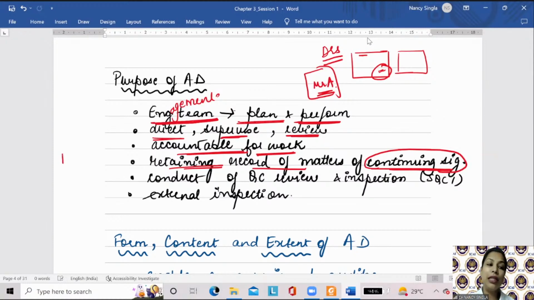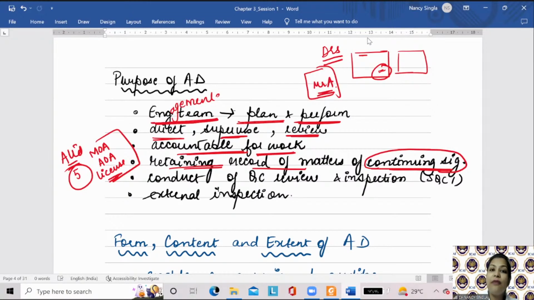Let's take an example. I'm conducting the audit of A Limited. I am the auditor of this company for 5 years. Now, students, let's say I have obtained memorandum of association, article of association, or the company is having certain license. All these copies I have obtained from the management of A Limited, and I put them in my audit documentation. Now, next year again, when I'm conducting the audit, I can refer to those memorandum of association, article of association, or the license from my audit documentation of the last year. So it helps in retaining record of matters of continuing significance. Clear?